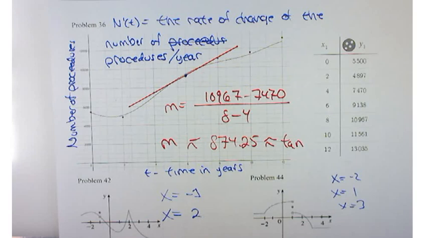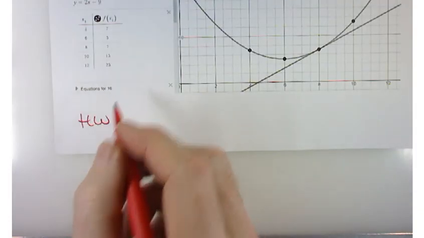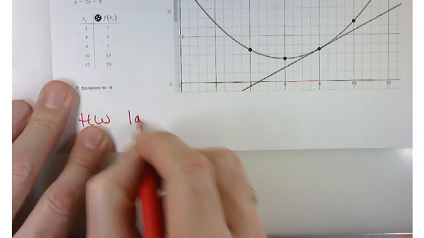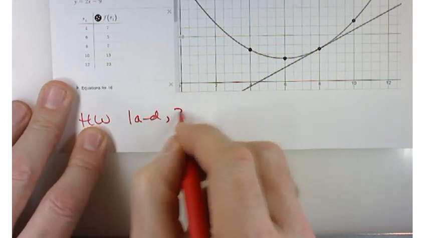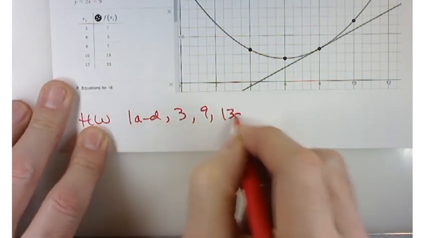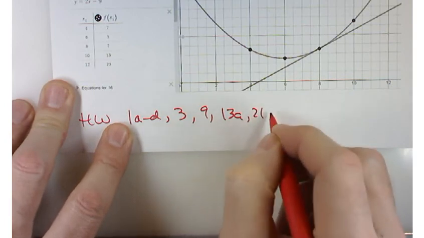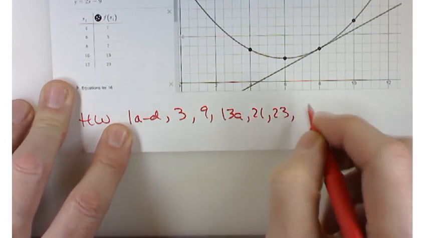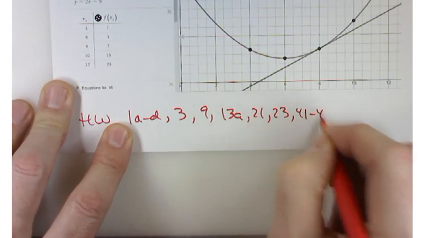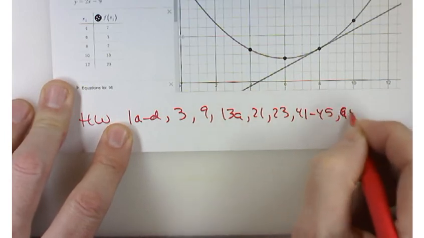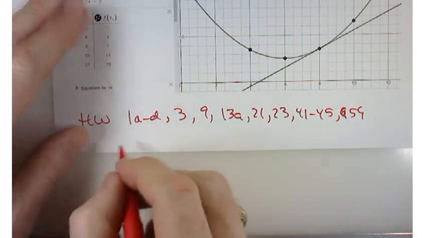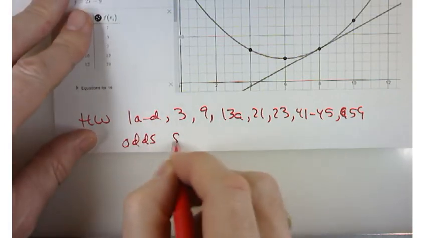Okay, let me get you out of here and give you some homework. So for homework, try 1, A through D, 3, 9, 13A, 21, 23, 41 through 45, and 59. As always, those are just the odds, and that's section 2.8.